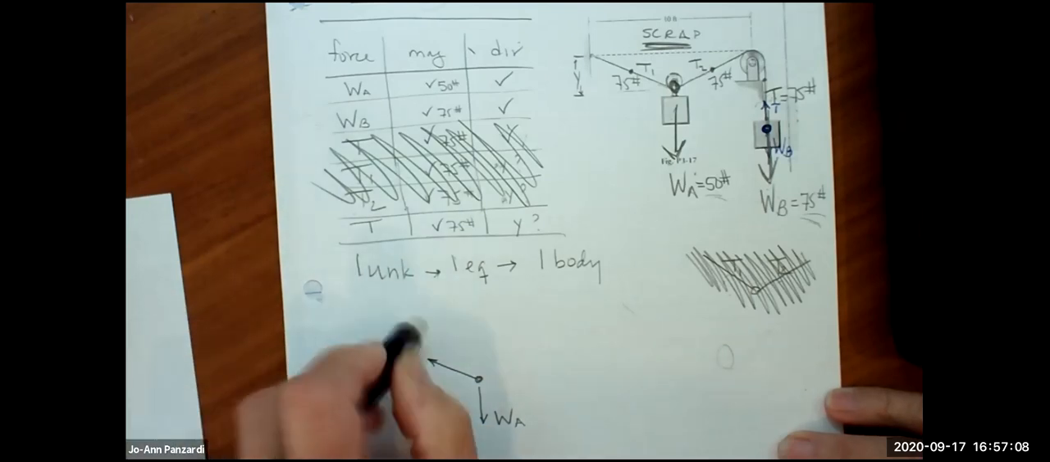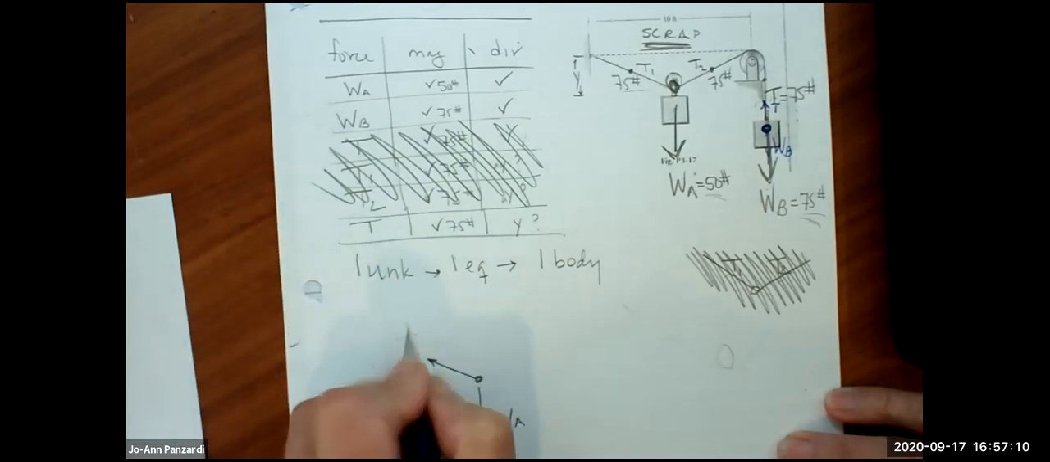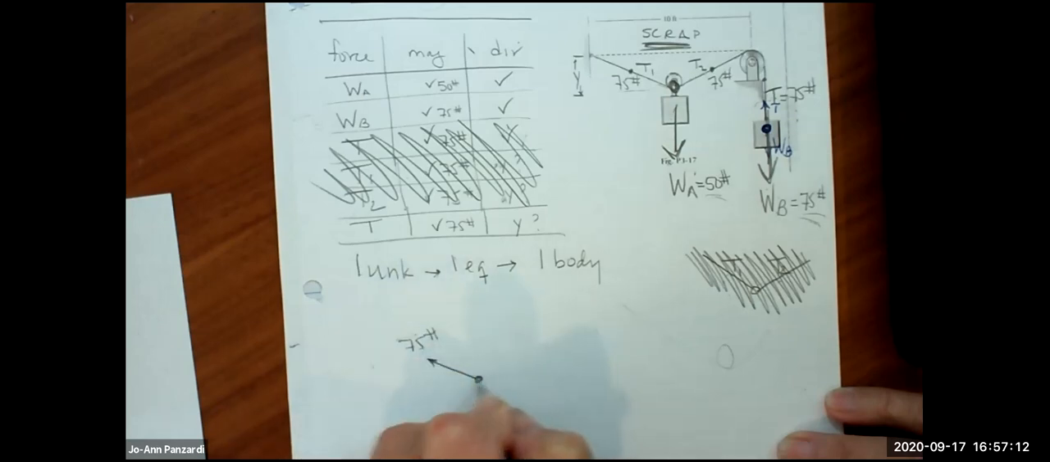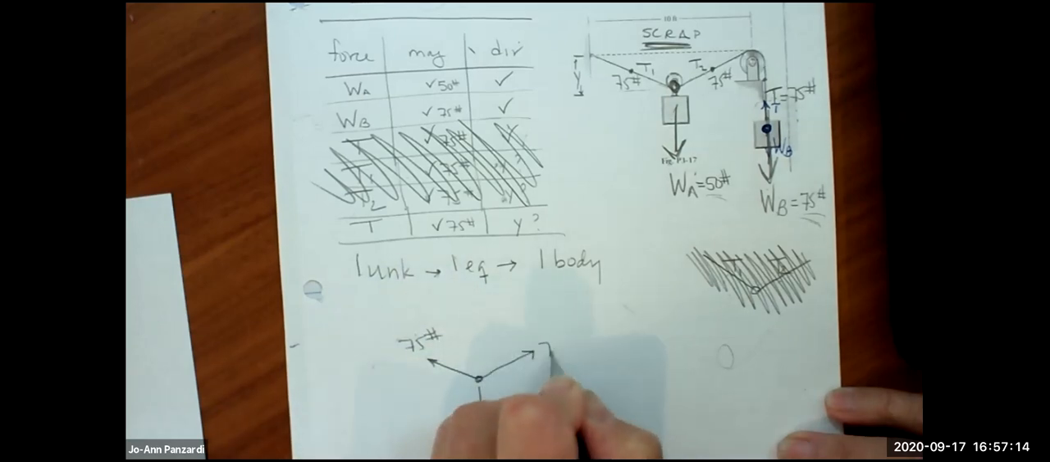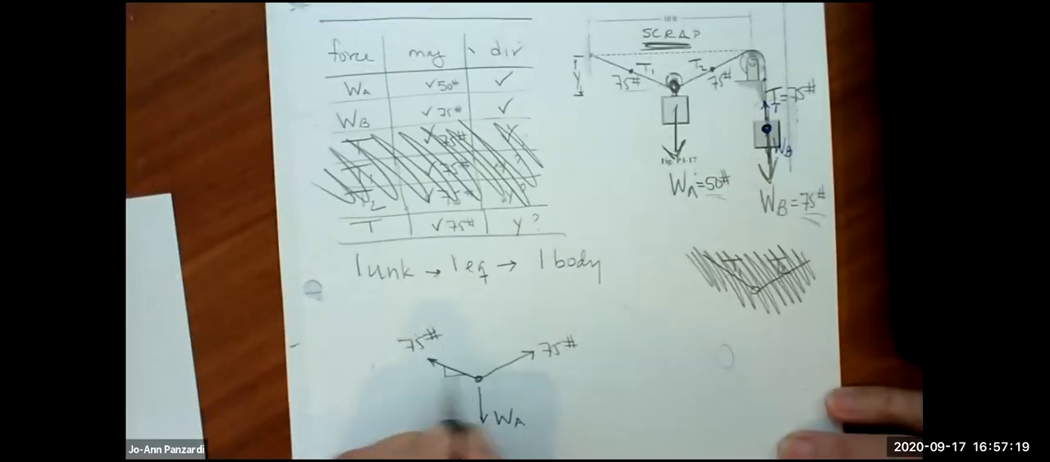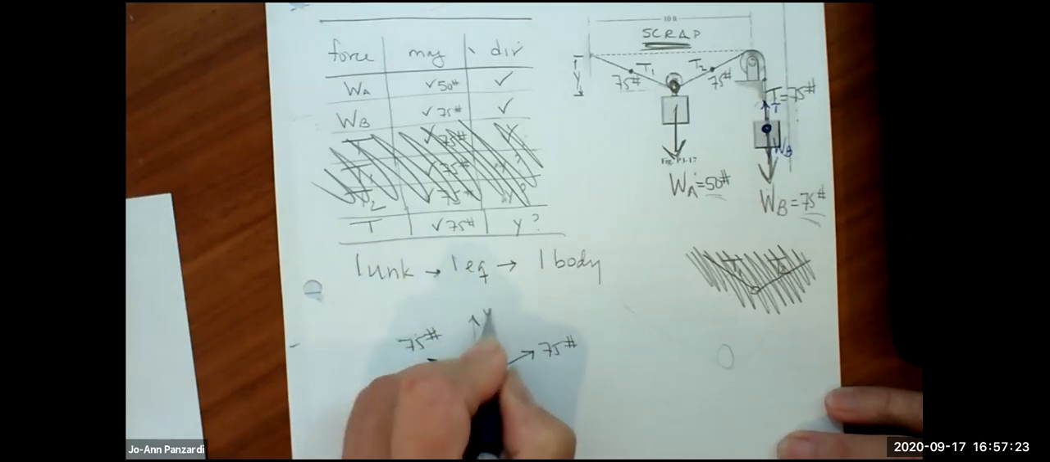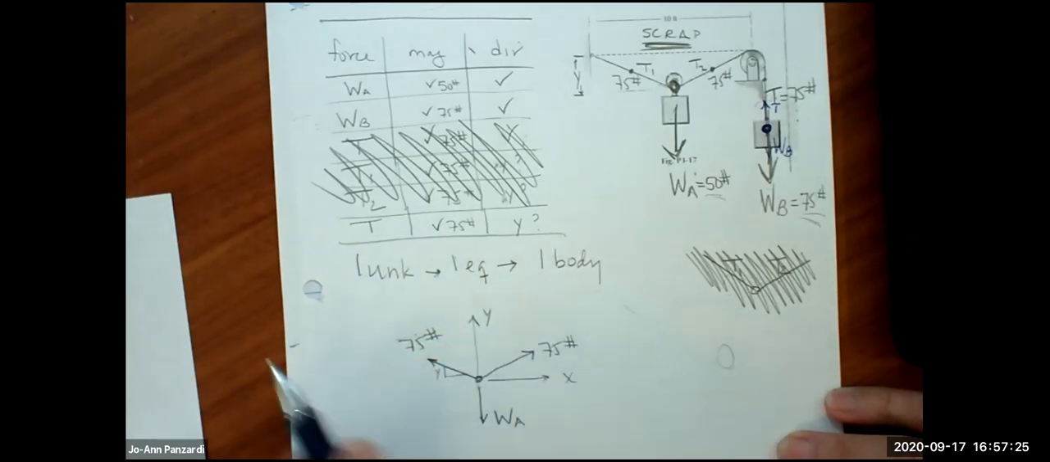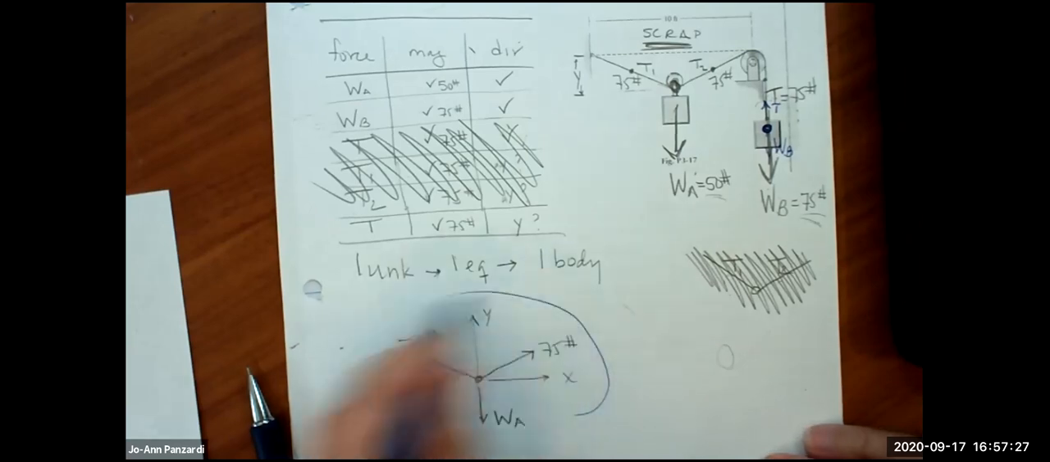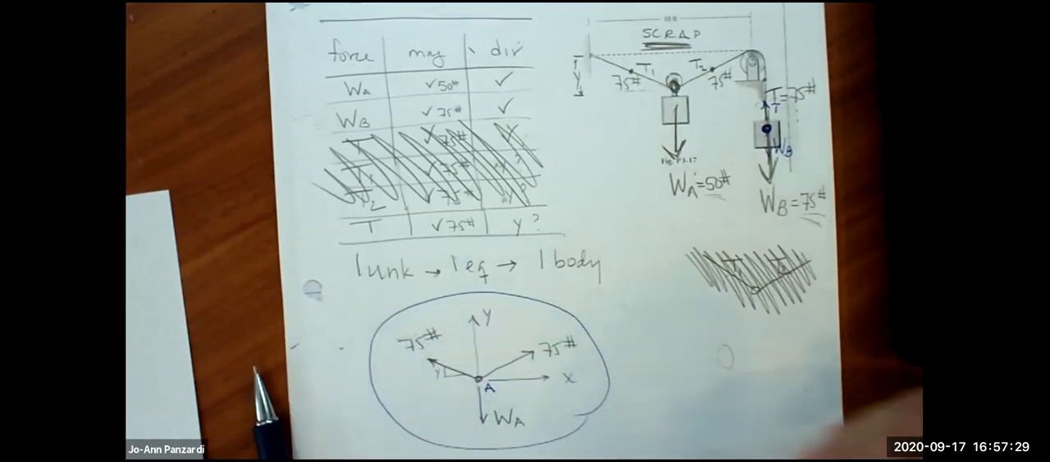Oh, I'm not going to call it T1 at all. I'm just going to say 75 pounds. And I have 75 pounds here. And I have my Y here. And I have my Y-axis and I have my X-axis. So in the end, I did a free body diagram of, let's just call it point A.